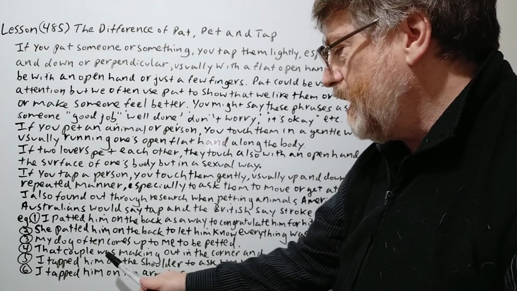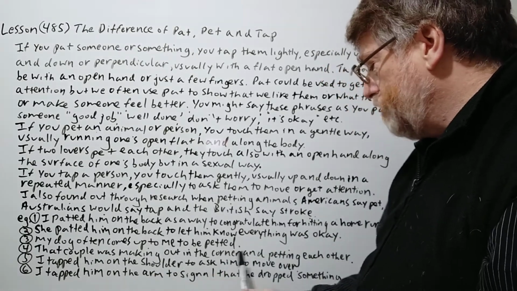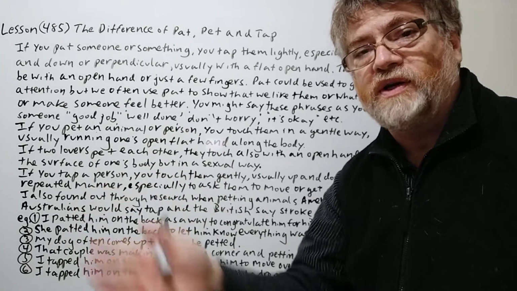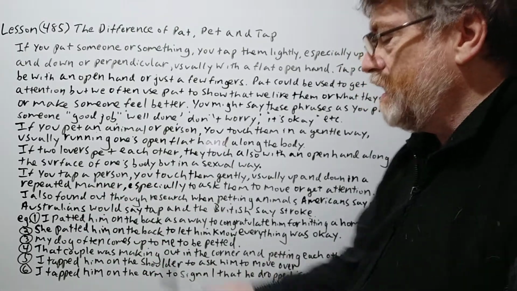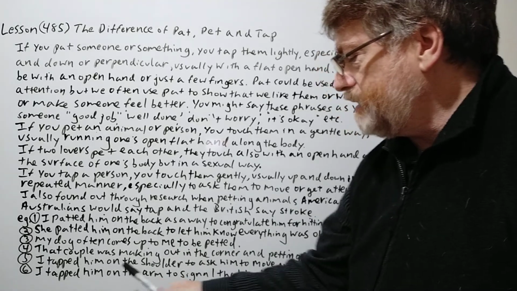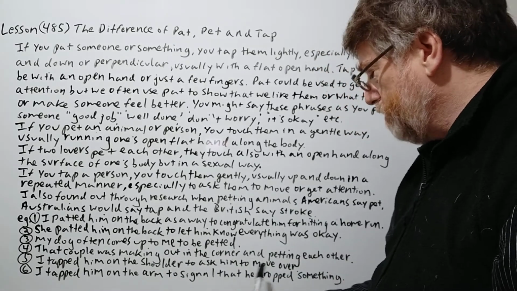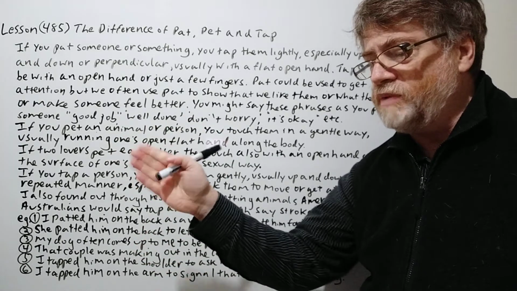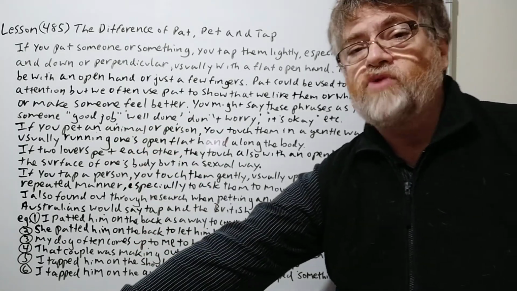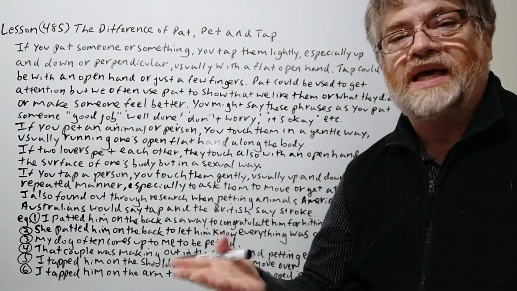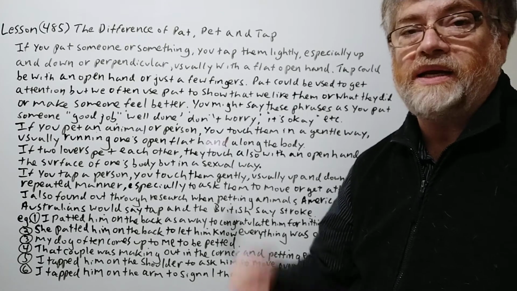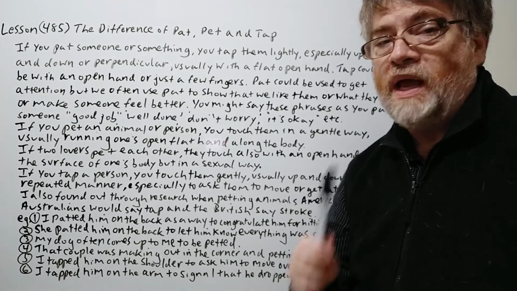Number 5: I tapped him on the shoulder to ask him to move over. Hey, excuse me, buddy, can you move over? Something like that. And number 6: I tapped him on the arm to signal that he dropped something. So sometimes you'll do that with somebody. Hey, excuse me, hey, look, you dropped that. Something like that. So that would more likely be tap rather than pat. It would be tap.